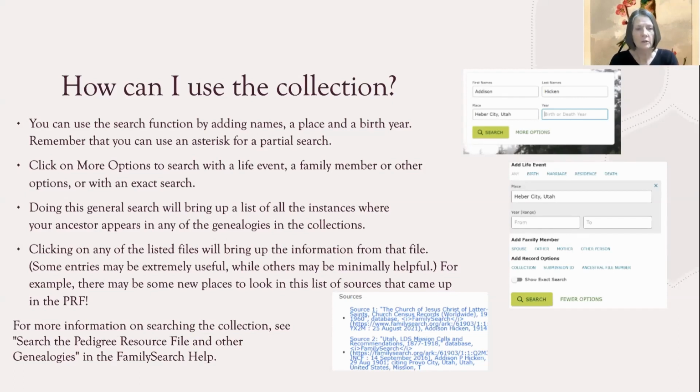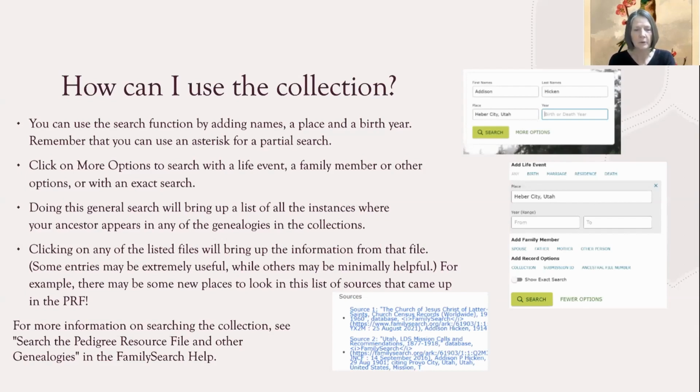If you do a general search, it'll bring up a list of all the instances in the genealogies collection where your ancestor appears in any of the genealogies in that collection. And then you can click on the listed files and it will bring up the information from that file. We'll go through each file separately so you'll know what you're looking for. Some entries in the collections will be very useful, and some of them are maybe possibly just a name, so that's not always that helpful.